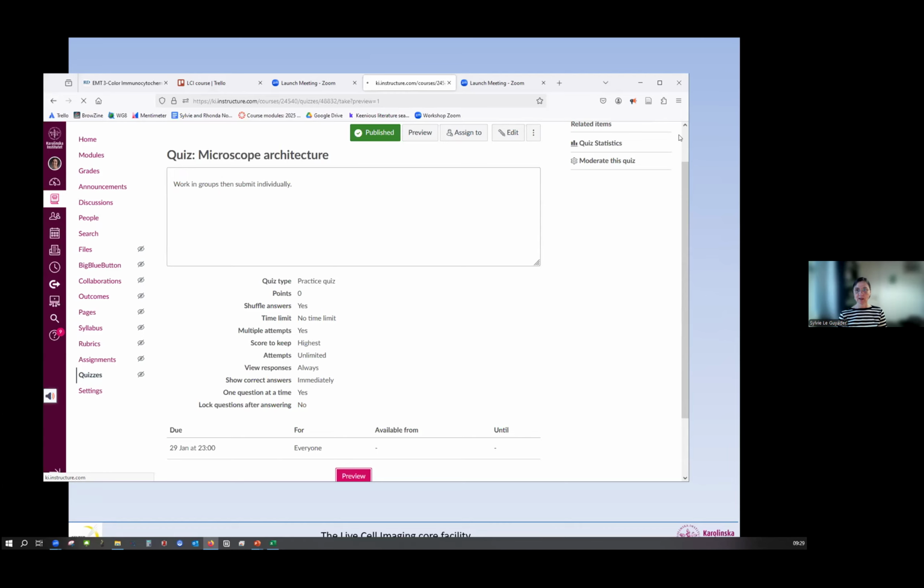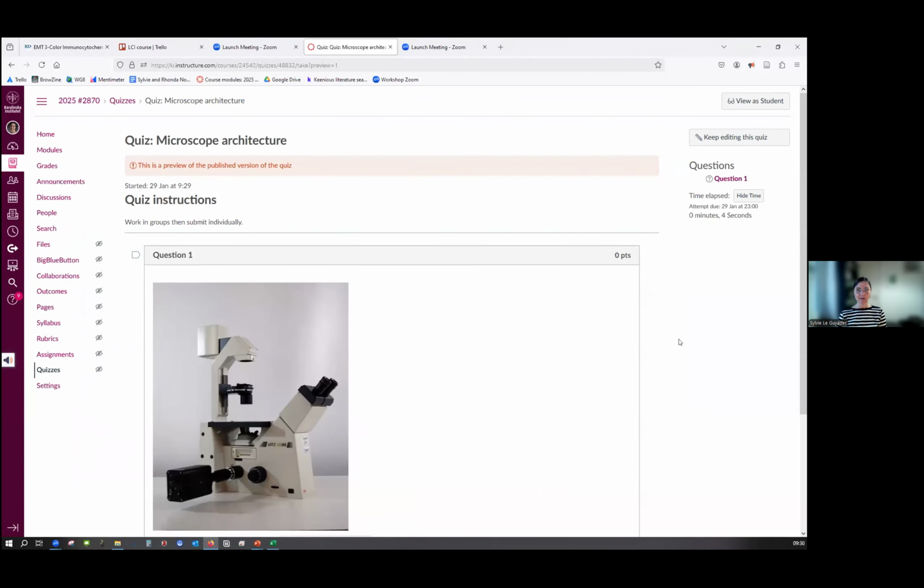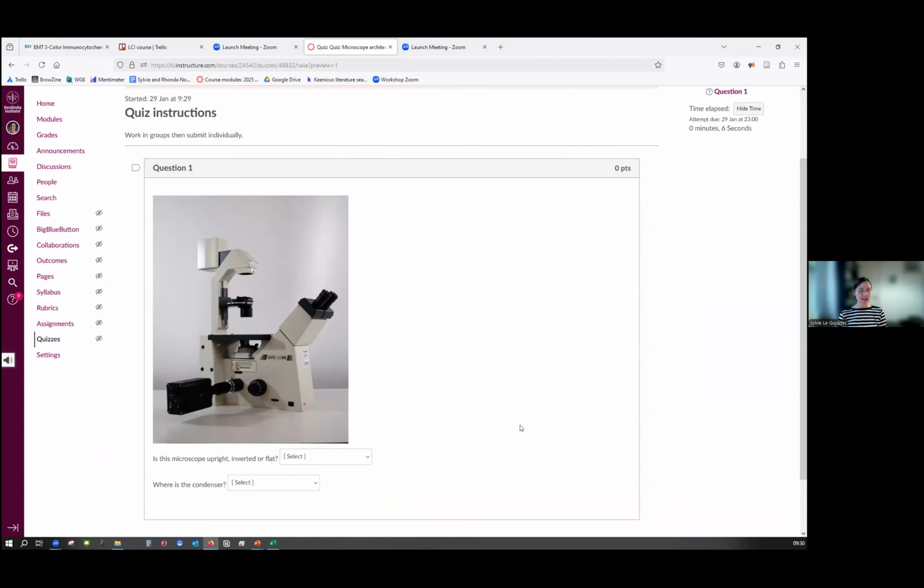It's fine because it's very short. And maybe people online, if they want to do it in their head, they're welcome. Okay, is this microscope upright, inverted, or flat? And where is the condenser? Is it above or below the stage? Yes, inverted, and the condenser is above. Super. Okay, good.